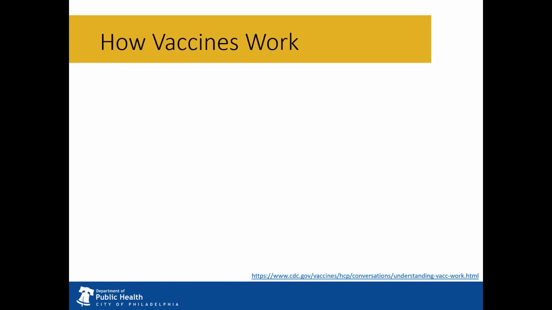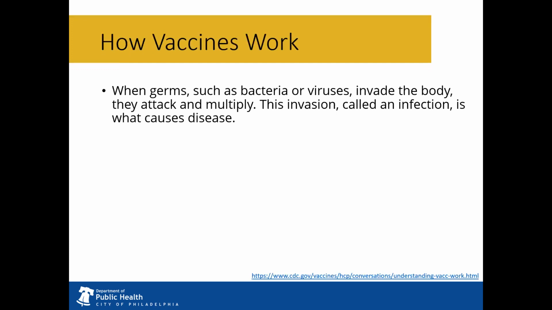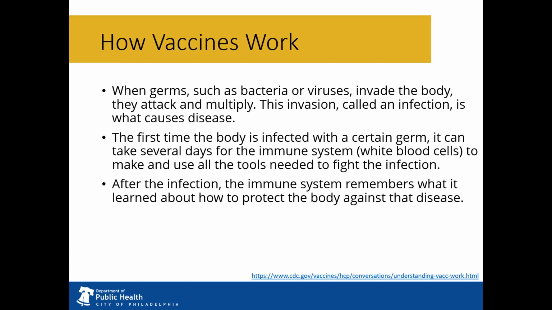How vaccines work. When germs invade the body, they attack and multiply. This invasion, called an infection, is what causes disease. The first time the body is infected with a certain germ, it can take several days for the immune system to make and use all the tools needed to fight the infection. After the infection, the immune system remembers what is learned about how to protect the body against that disease.